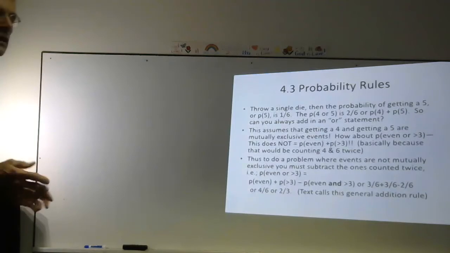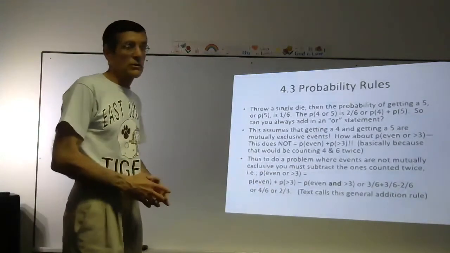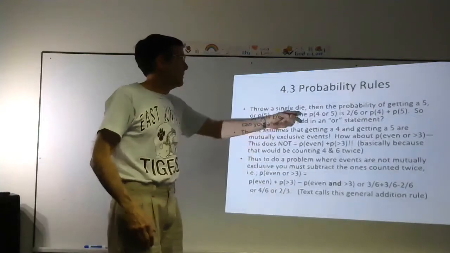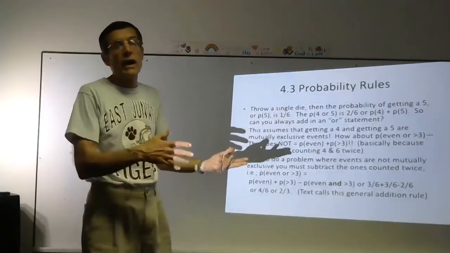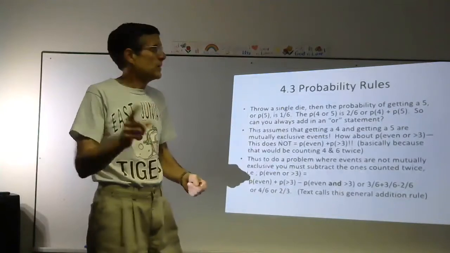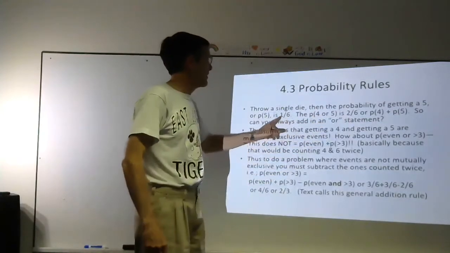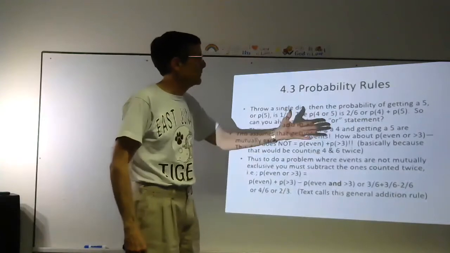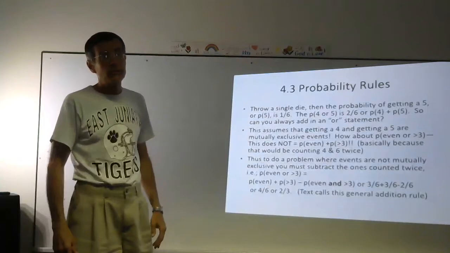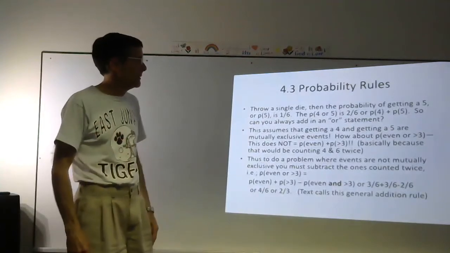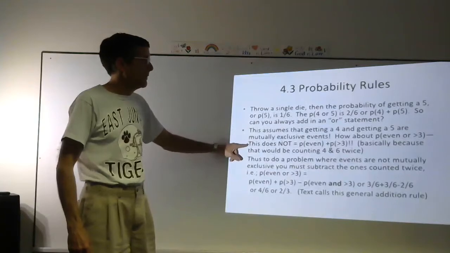Okay, if you throw a single die, the probability of getting a 5 is 1 out of 6. Probability of getting a 4 is 1 out of 6. The probability of getting a 4 or a 5, 1 plus 1, is 2 out of 6. And we added 1/6 to get a 5 and 1/6 to get a 4. So in other words, can you always add in an OR statement? A lot of the times you can. This assumes that getting a 4 and getting a 5 are mutually exclusive events.